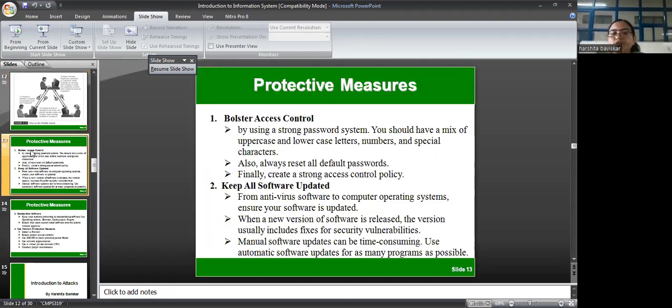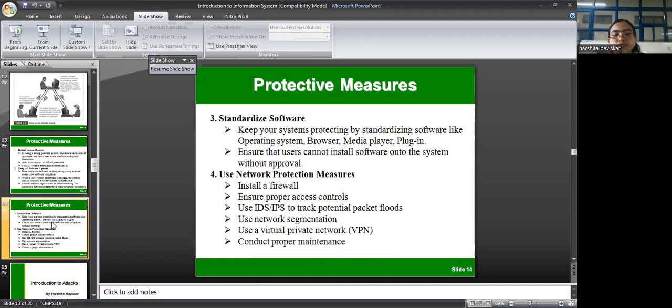Now, how can you implement protective measures? First, boost access control, where you keep your data secure by encrypting the password system for all the software we are using. Keep all the software updated. That is also a protective measure by which you can create privacy for your network system. Standardize the software. Your software should always be standardized and updated, including the browser and operating system, with government approval.